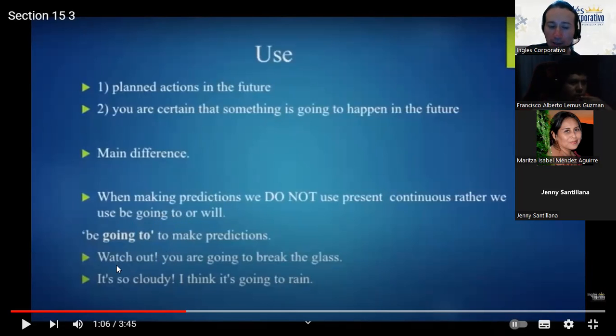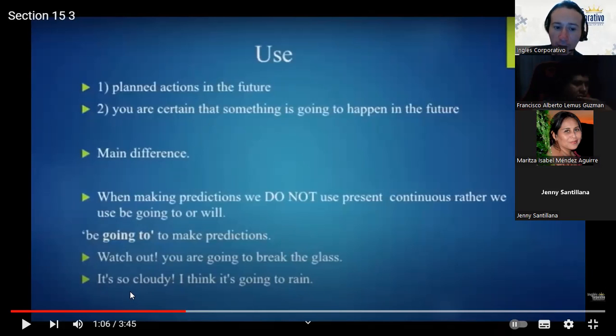So we have some examples here. It says, watch out, you're going to break the glass. ¿De acuerdo? Aquí estamos haciendo una predicción, ¿verdad? Basados en una evidencia que estamos viendo probablemente. Probablemente estamos viendo que una persona está empujando o se está recargando sobre un vidrio y por esa razón tenemos la información que nos sugiere a nosotros que algo va a pasar en el futuro. Y por esa razón estamos utilizando be going to, ¿ok? Porque tenemos la certeza de que algo va a pasar, dada las circunstancias.